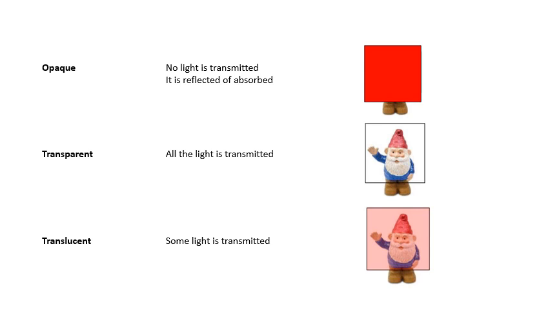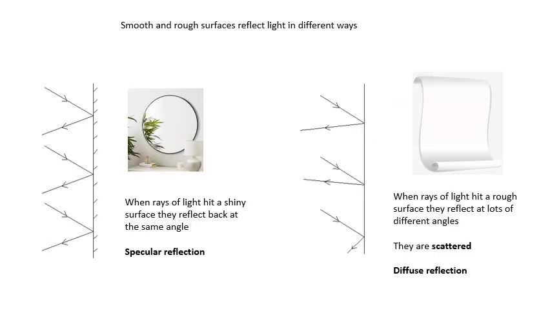Transparent, all of the light is transmitted. So we can see Gordon. Hello, Gordon. Translucent, some of the light is transmitted. For example, a filter. We'll talk about filters later. They let red light through. So opaque, transparent, translucent.